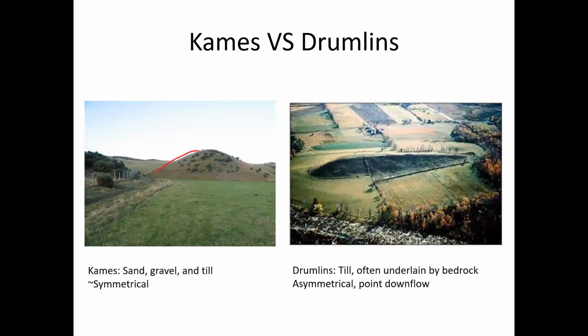Kames are roughly symmetrical because they weren't shaped by the ice scooping, filled with sand, gravel, till, whereas drumlins, till often underlain by bedrock, are asymmetrical and they point down flow. So flow was that way because they've been shaped by the scooping of the glacier. Both of these are for continental glaciers, as are kettle lakes and eskers.